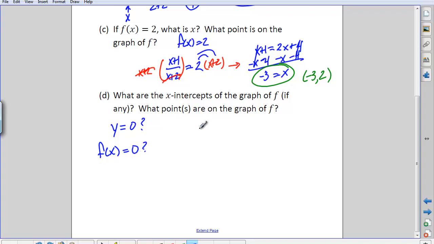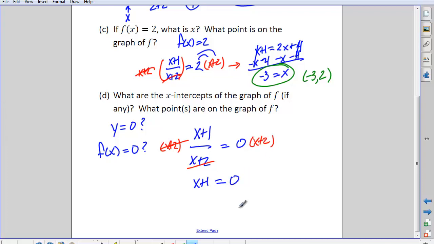Okay, so we can set this up and say, all right, f of x is x plus 1 over x plus 2, and that equals 0. And so to figure this out, first again multiply by x plus 2 on both sides to clear the fraction out. This one's a little bit easier. Bring down the x plus 1. 0 times x plus 2 is 0. And then if we subtract 1 from both sides, we get an x value of negative 1.